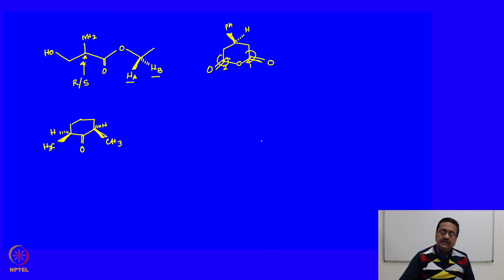So, what is the way to find out? You try to do a nucleophilic addition reaction as we have discussed in the previous class, and try to find out what would be the product, and from that you should be able to identify what are the topicities of those two faces. So, we will continue from here in the next class.